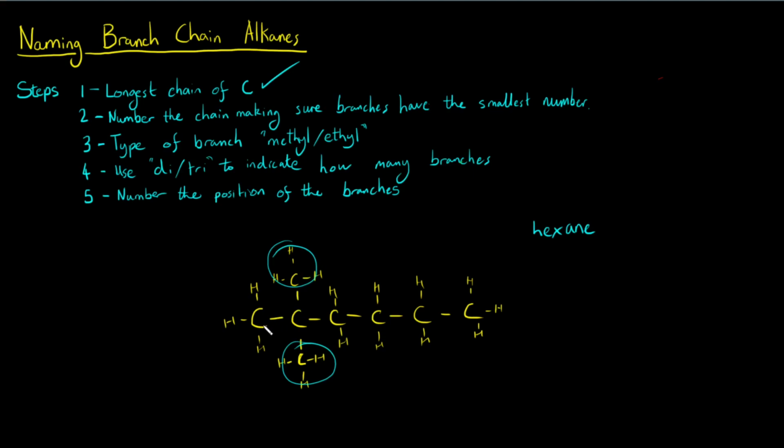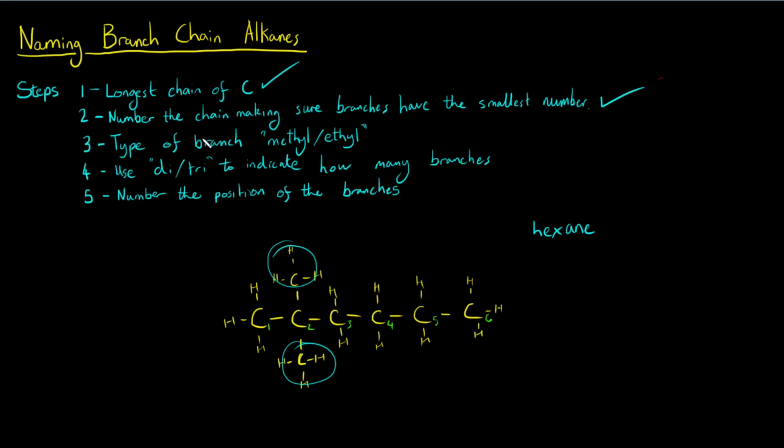So we could number it from left to right, and it would be 1, 2, 3, 4, 5, 6. Or we could number from right to left, which would give us 1, 2, 3, 4, 5, 6. Only one numbering system is correct, and it's the green numbering system, because that allows us to have these 2 branches on the smallest possible number. If we use the green numbers, these branches are on carbon number 2. If we use the dark blue numbers, however, then these branches would be on carbon number 5, and that wouldn't be correct. So then that's step number 2 done.